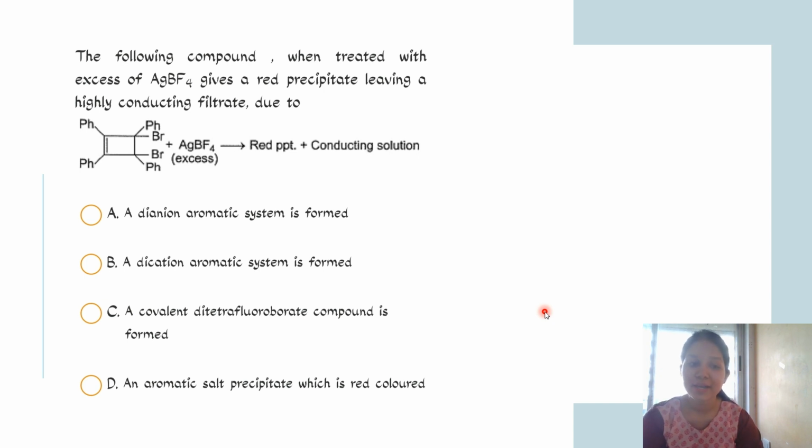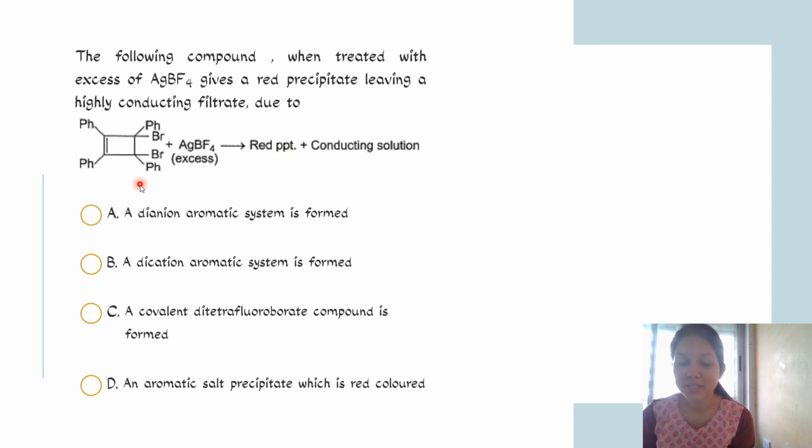Let us now move to the next question. The following compound, when treated with excess of AgBF4, silver tetrafluoroborate, gives a red precipitate, leaving a highly conducting filtrate due to. So, in the system, we are running this reaction where this cyclobutene framework is being subjected to reaction with the silver compound, which is giving you a red precipitate, and the reaction mixture is a conducting solution. That means it is possessing ions in the system.